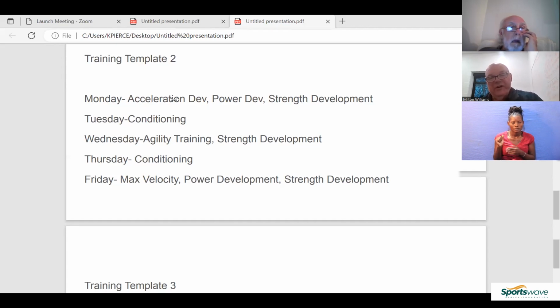Wednesday, we're going to change the focus, maybe more agility training and strength development on Monday, Wednesday, Friday this time. Thursday, more conditioning. Friday, back to max velocity, power, strength, all that kind of stuff. So now it's a Monday, Wednesday, Friday, whereas before it was basically 2 days. So this is 3. The template 1 was lifting and power, all that 2 days a week, which is really probably my favorite. Beginners, though, I think do better with template 2.